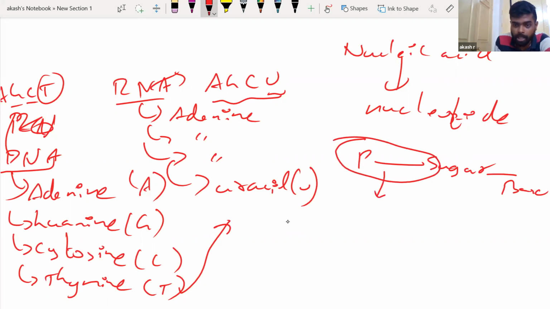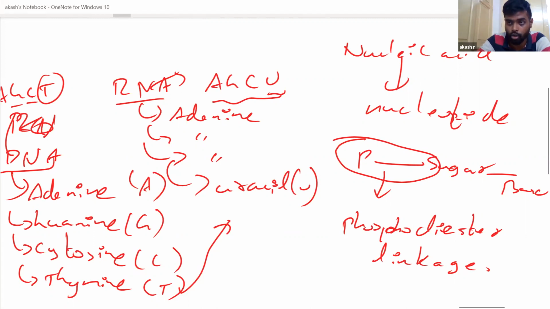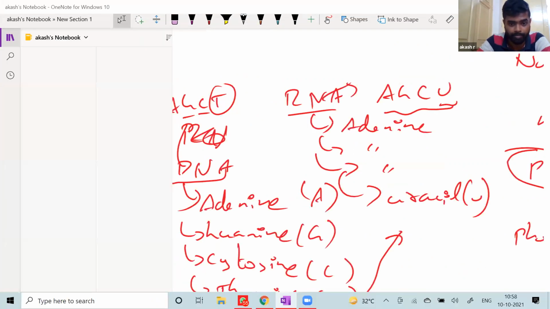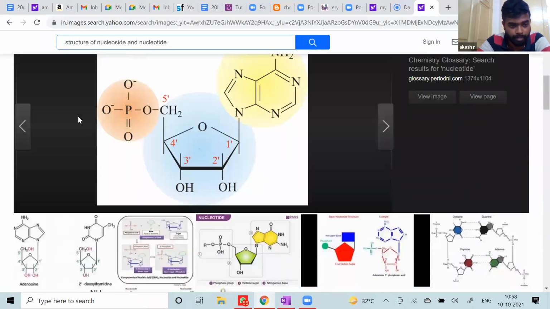Now, this particular bond would be a phosphodiester linkage. Right here, between the phosphorus and sugar, the kind of linkage you have is what is called phosphodiester linkage. I think I can show you a better diagram on the net for this phosphodiester linkage.